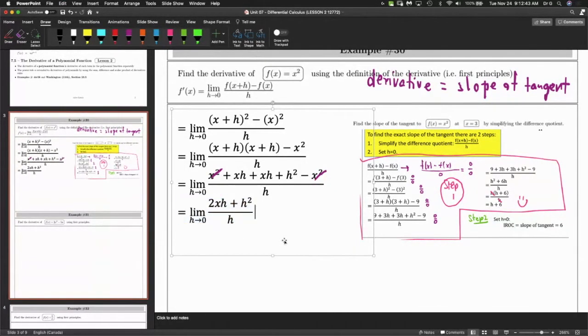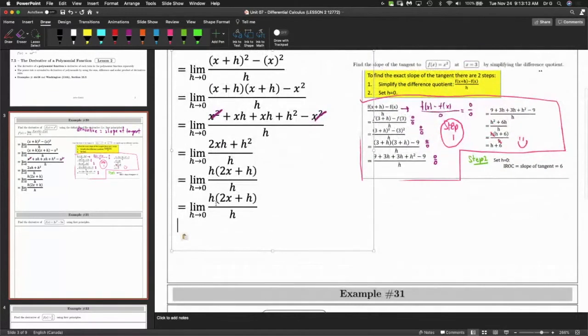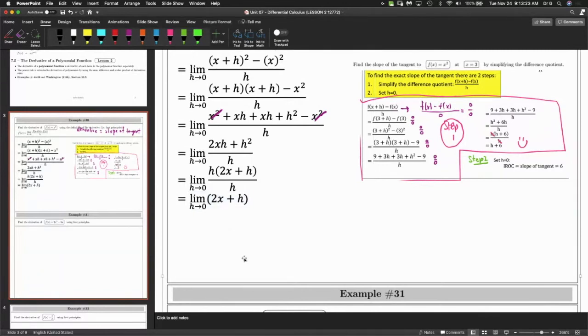So what do we do next? Well, our goal is to get rid of that h on the bottom. On the top here, you notice that they have an h in common. Yes, well, yeah, we are going to cancel them out, Victorio. We're going to cancel them out, but we're going to factor it first. You need to factor it before you cancel, okay? So now we have very close to what we need for the answer, because these h's cancel. We put that in brackets. And there you have it.